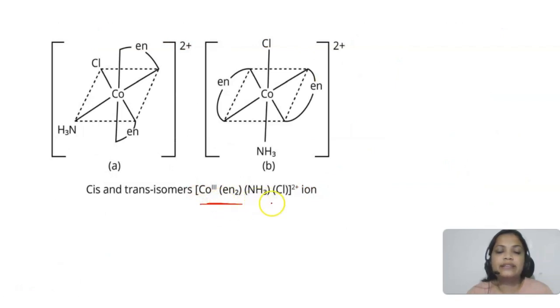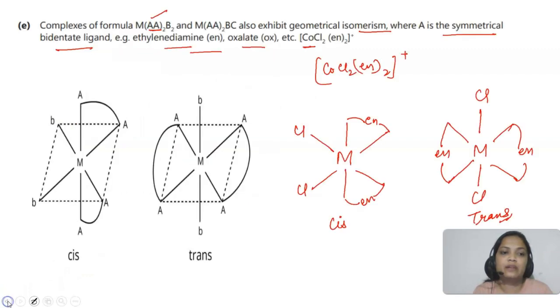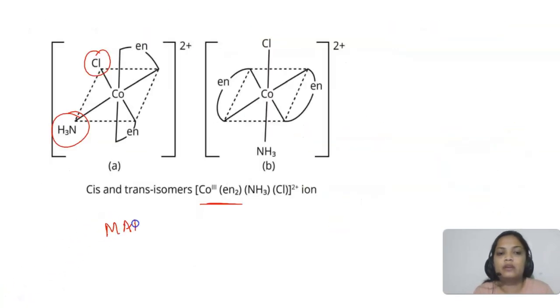So cobalt ethylene diamine, again it's here, but there both ligands were chlorine, here it is different. So it's BC type like this. Here it was M(AA)2B2, and this is M(AA)2BC type. Now you can see here these are the 2 ethylene diamine groups. This is the cis form and this one is your trans form.